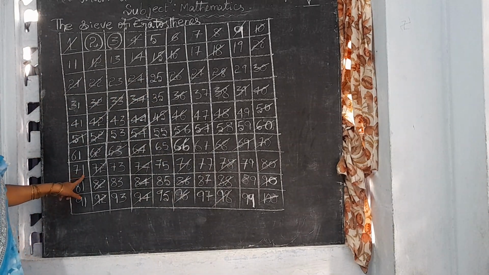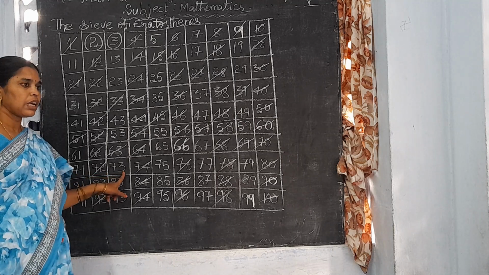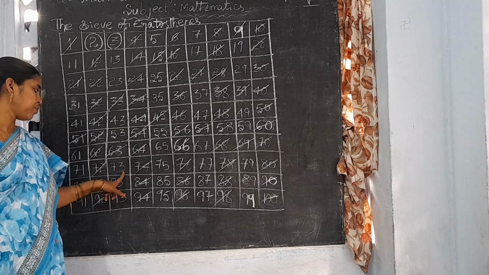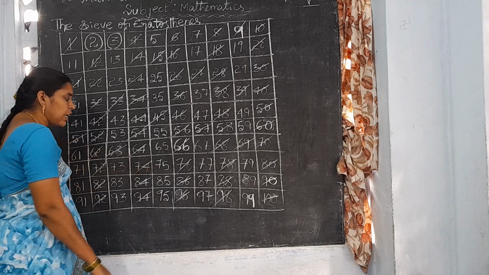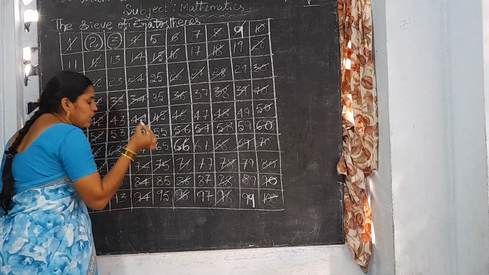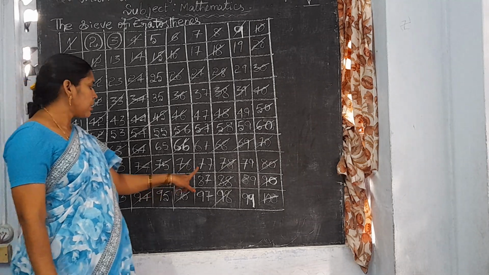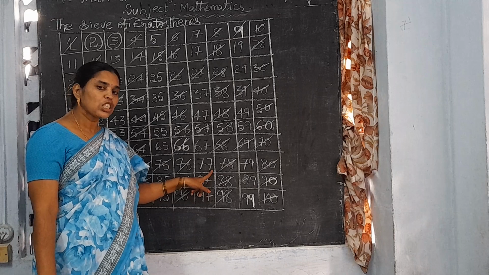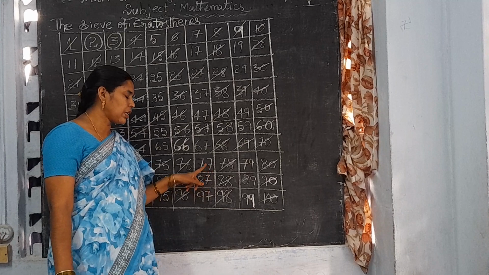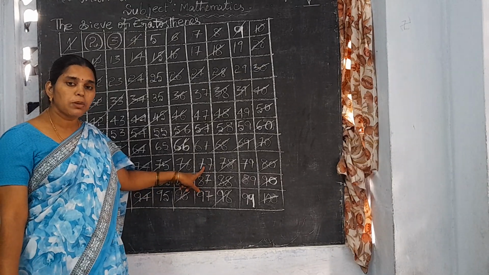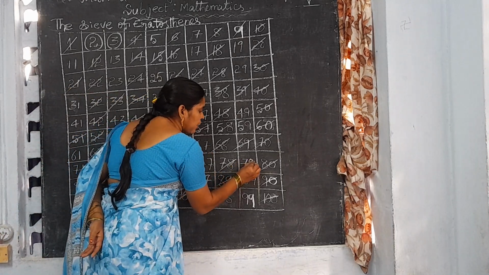Next 7 plus 1, 8. 8 is not divisible by 3. Leave it. 7 plus 3, 10. 10 is not divisible by 3. 7 plus 5, 12. Is 12 divisible by 3? Yes. So for 75, 3 is a factor. So it is not a prime number. Next 7 plus 7, 14. Is 14 divisible by 3? No. So leave it. Next 7 plus 9, 16.